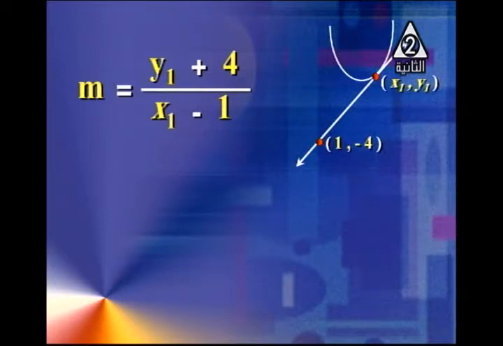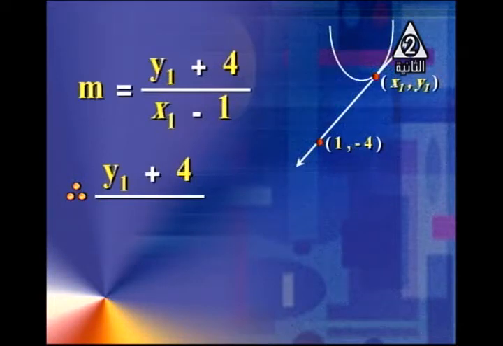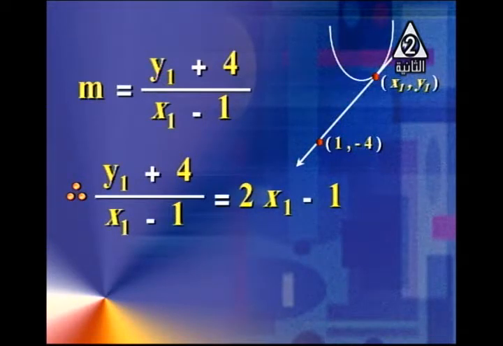So the 2 points x1, y1 and 1, negative 4 belong to the straight line. The slope of the straight line, y2 minus y1 over x2 minus x1, is y1 plus 4 over x1 minus 1. By substitution, m equals x minus 1. This is the slope dy by dx. dy by dx means m. m equals y1 plus 4 over x1 minus 1 equals x minus 1 minus 1.